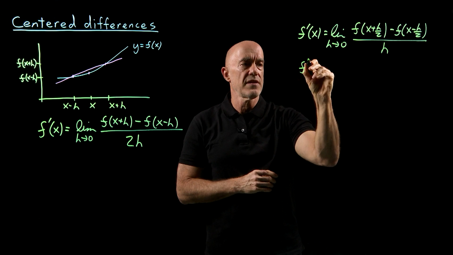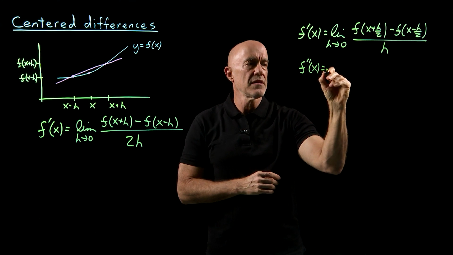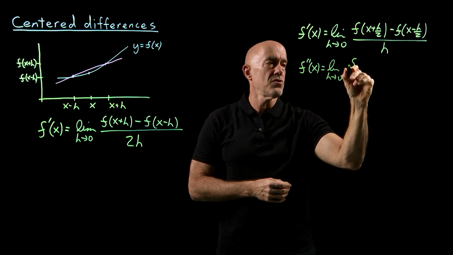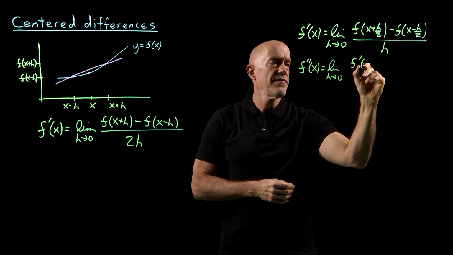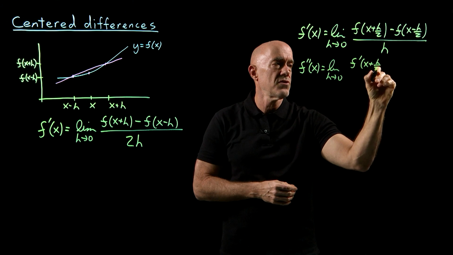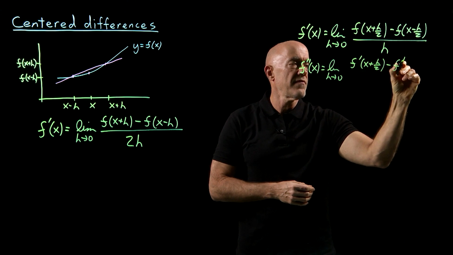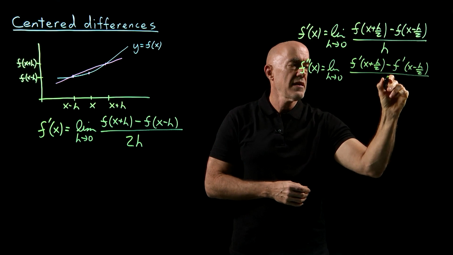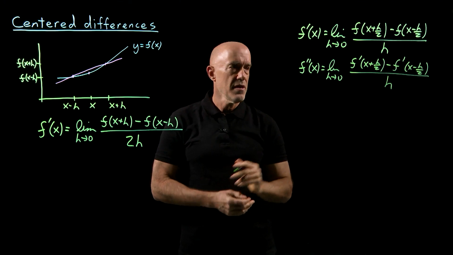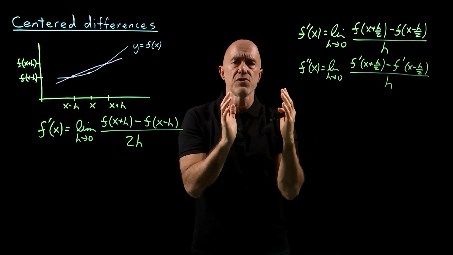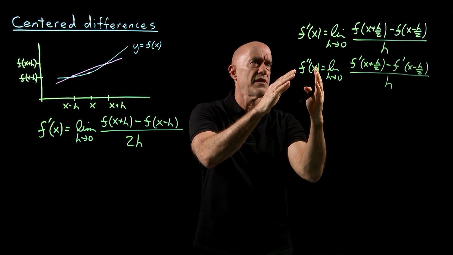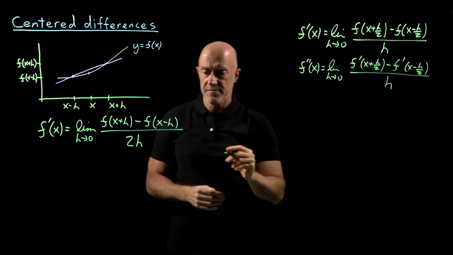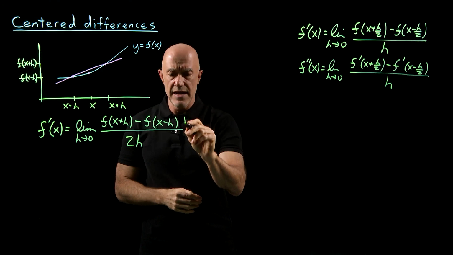So we're going to begin with this first derivative formula. The second derivative then would be the limit as h goes to 0 of the derivative of f at x plus h over 2 minus the derivative of f at x minus h over 2, divided by h. Okay, so now what we need to do to compute the second derivative is use the top formula for the derivatives. So let me put it here.